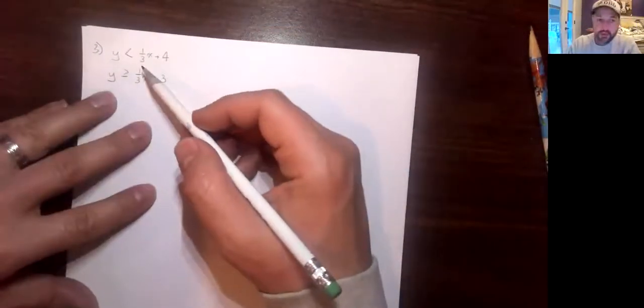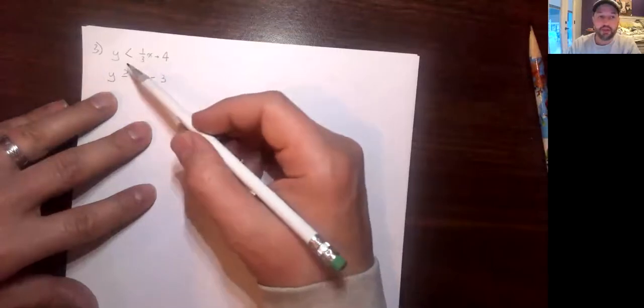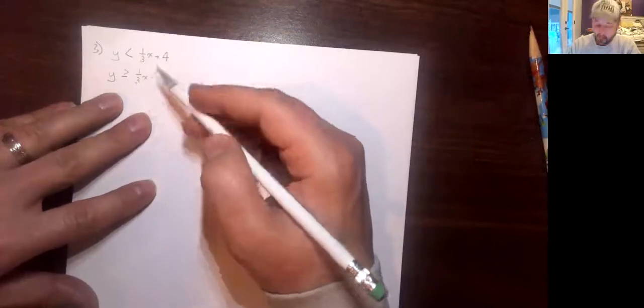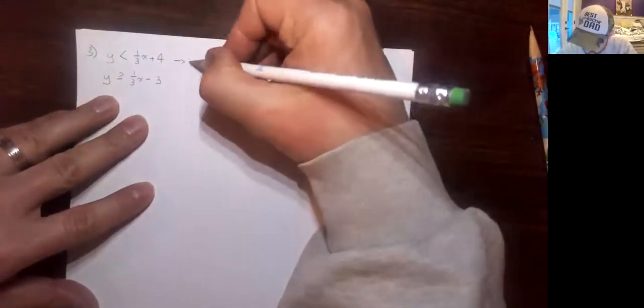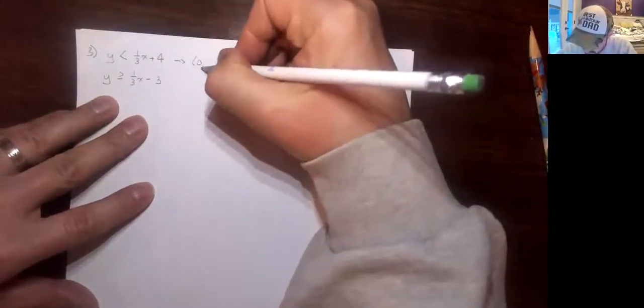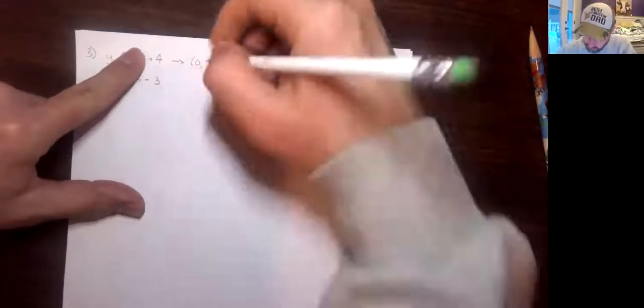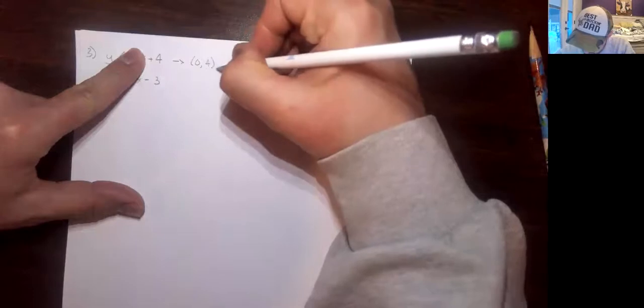Now, for plugging in points, you do not have to multiply through by the LCD. You don't have to get rid of a fraction. You don't have to do anything. You can just try some points. I'm going to start with 0. What if x is 0? Well, then y is 4.